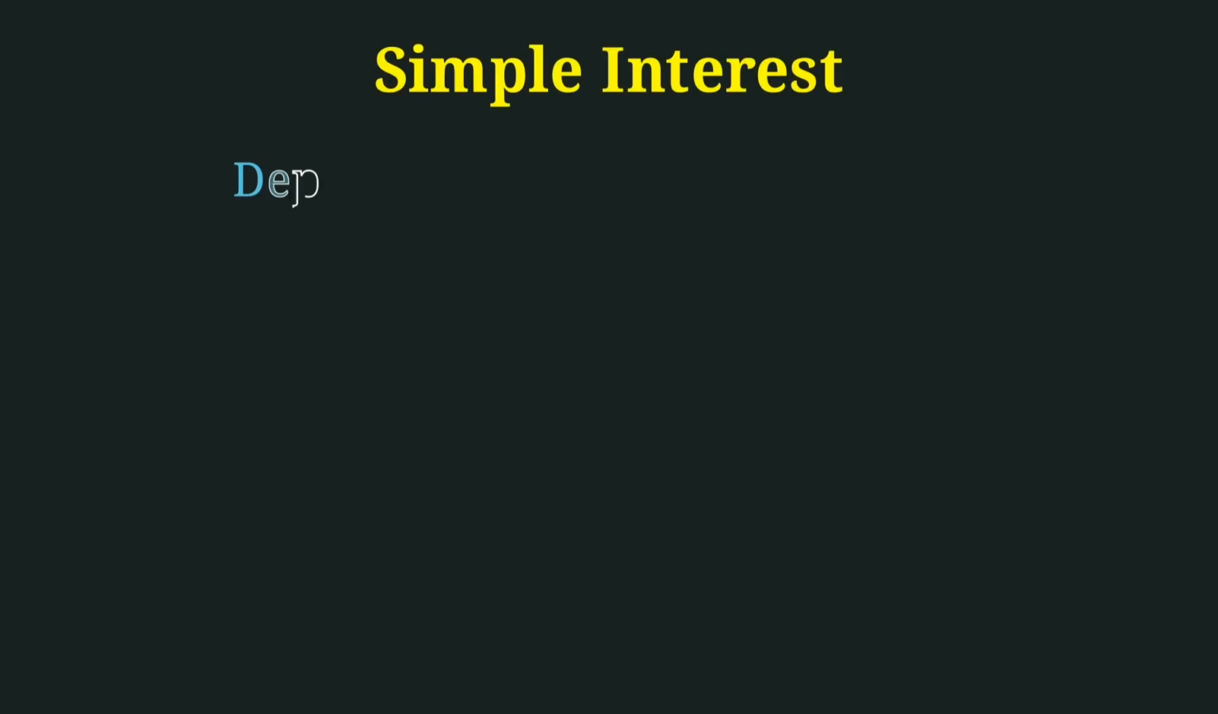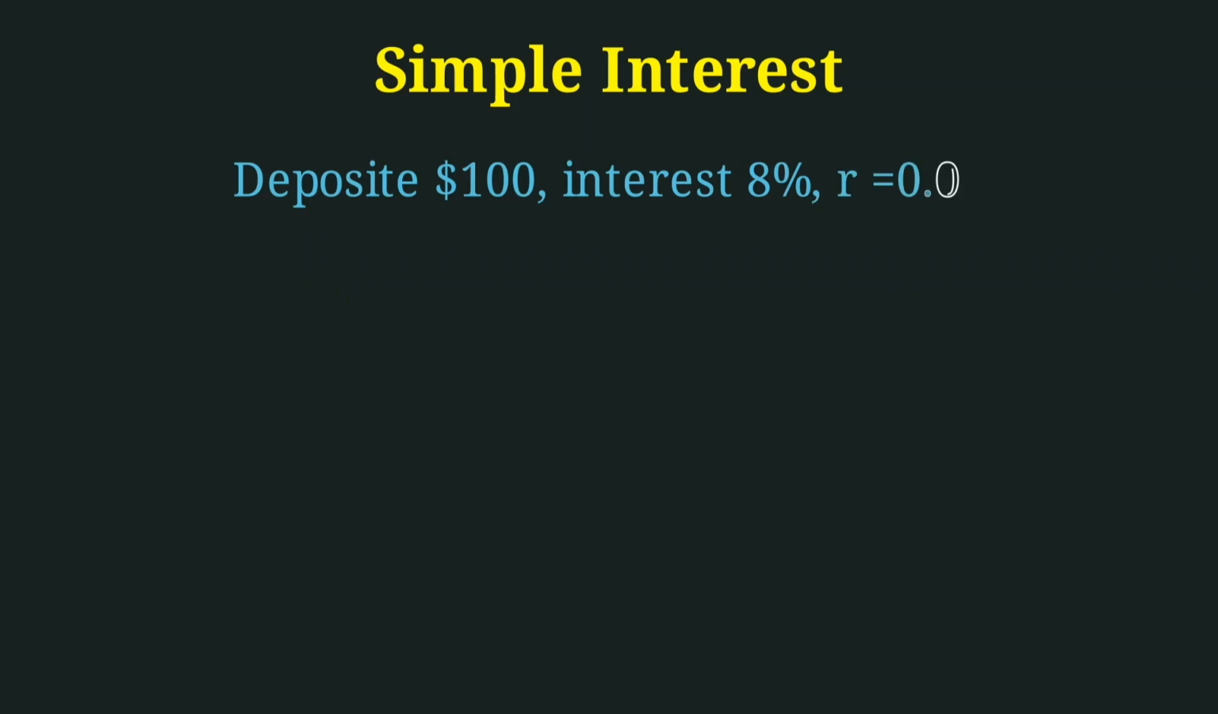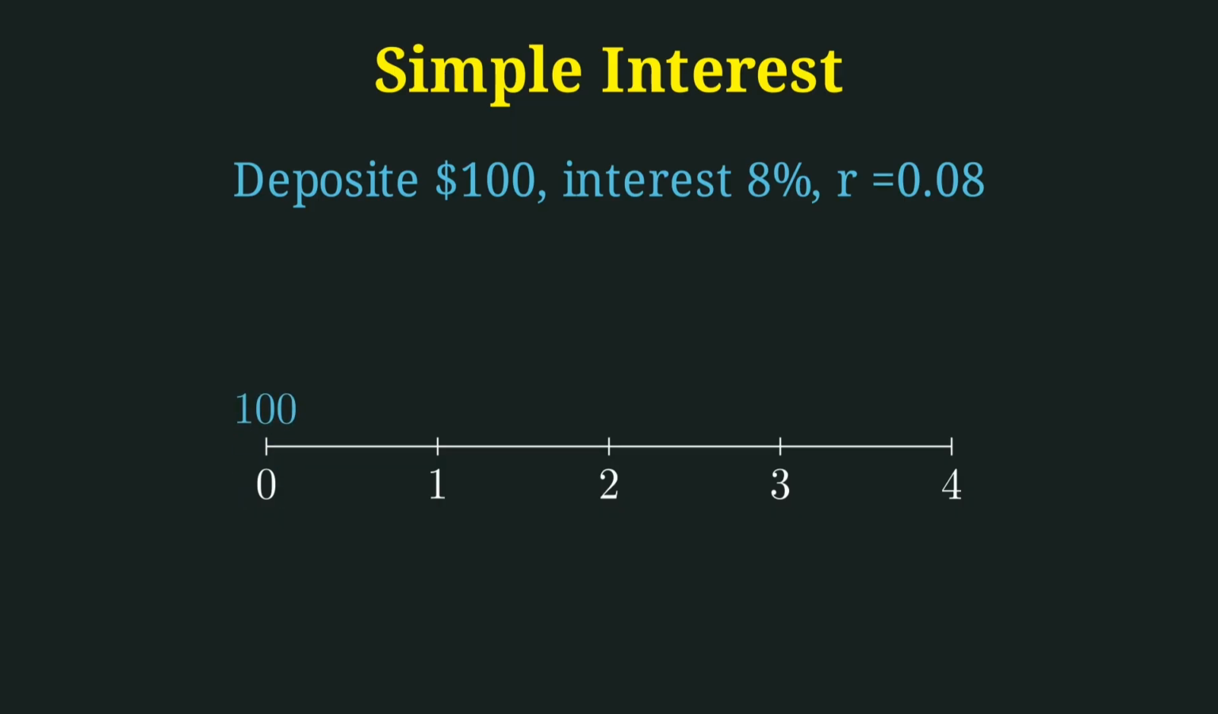Simple interest rate. Let's say we deposit $100 with interest of 8% for 4 periods. This period may be 4 years. So this $100 becomes 108, then 116, then 124, then 132. In general, 100 multiplied by 1 plus 4 times R.